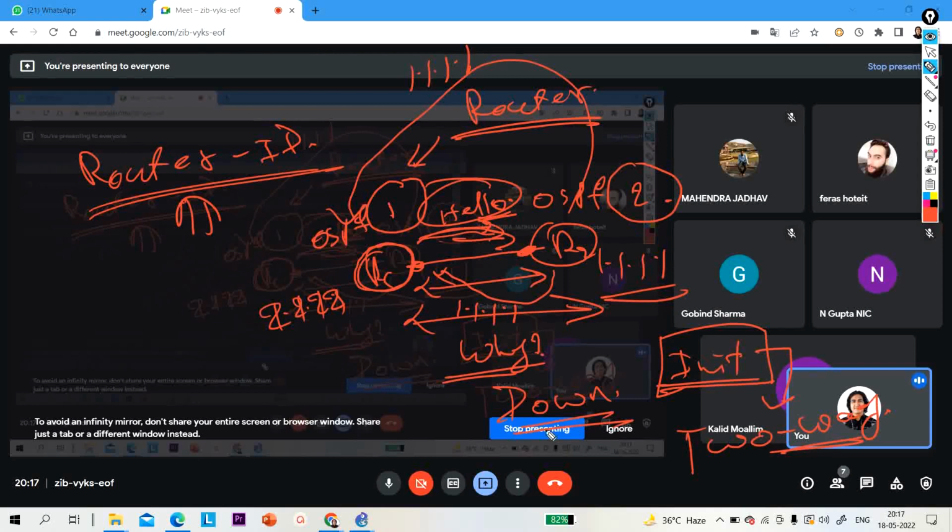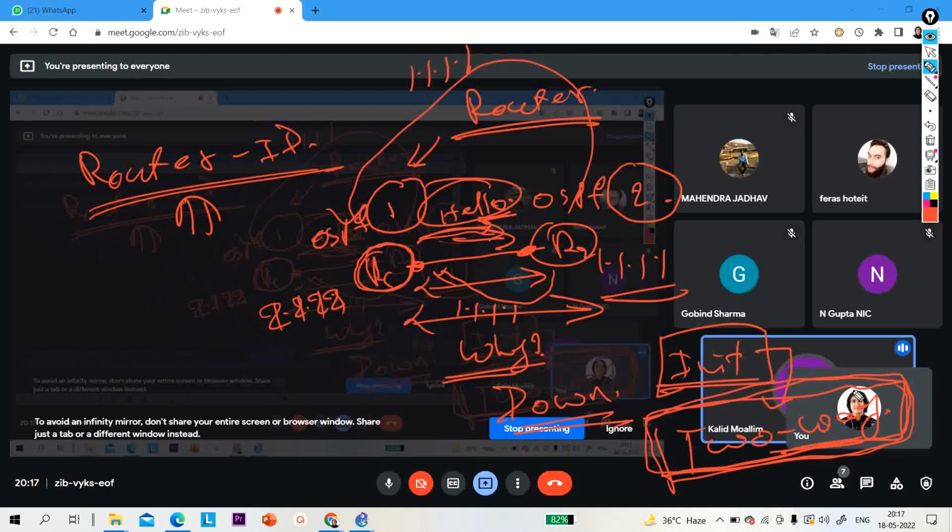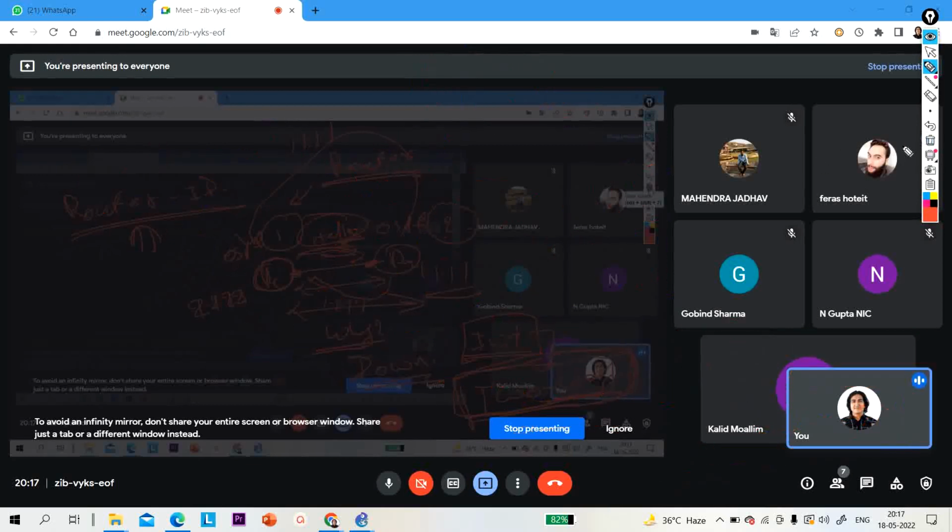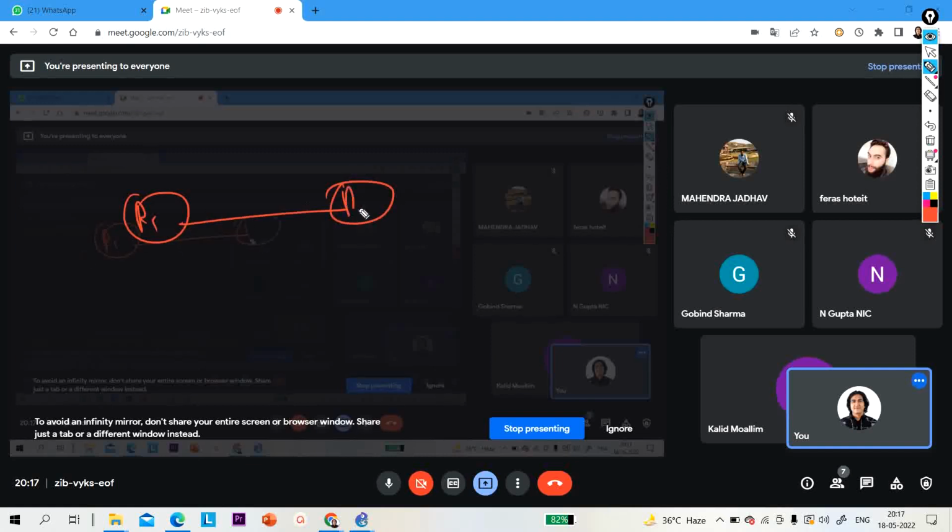Okay, if neighborship is stuck in two-way state, what can be the reason? Say again the question. My OSPF neighborship between two routers is stuck in two-way state. What can be the reason? As a network engineer, you need to do troubleshooting. Why is neighborship stuck in two-way state?